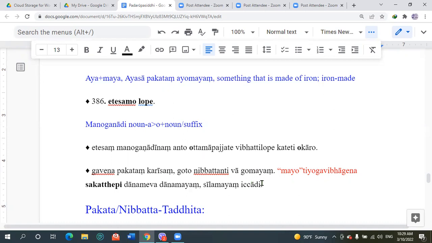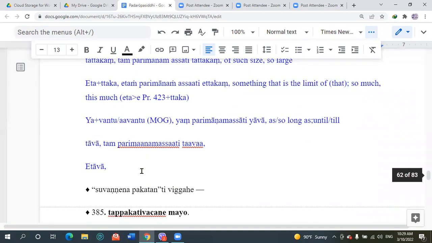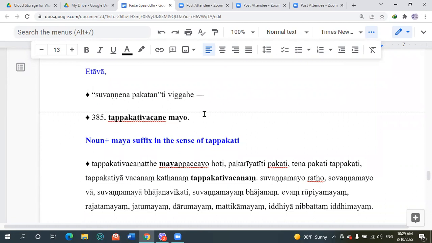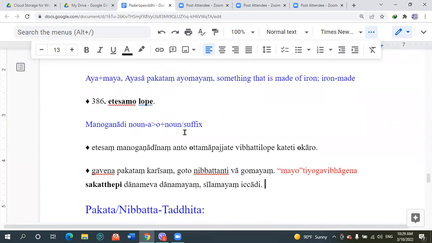If so, what I mean is, for example, to explain dhaññamaya, we want to use maya in the sense of sakata. In the sense of sakata, we take only maya from this whole sutta. What I mean is, why does he use this Manogaṇādi to explain gomaya? Go does not belong to the Manogaṇādi group.